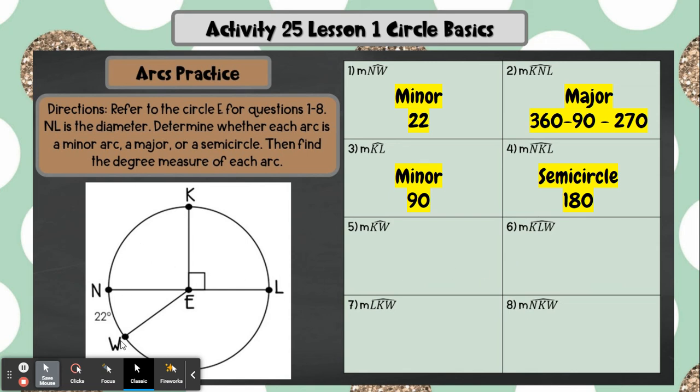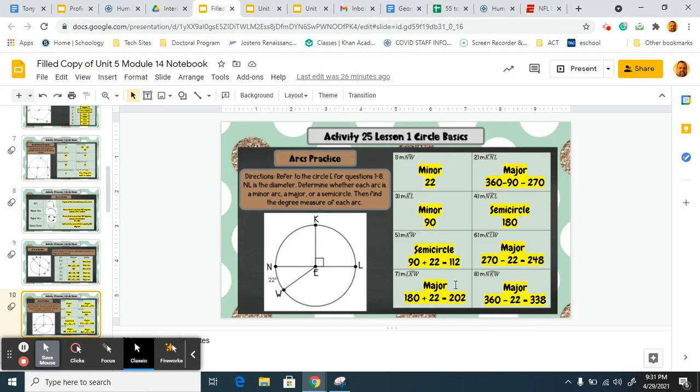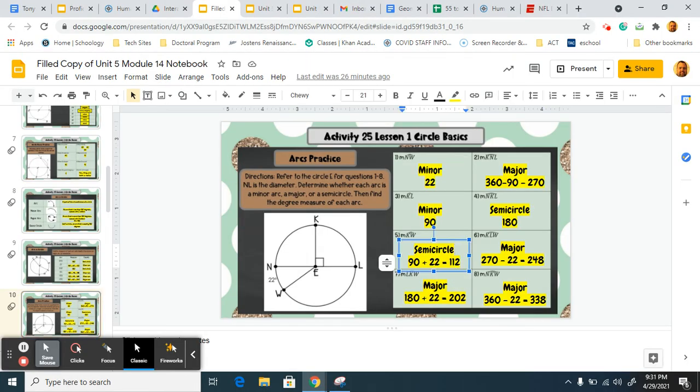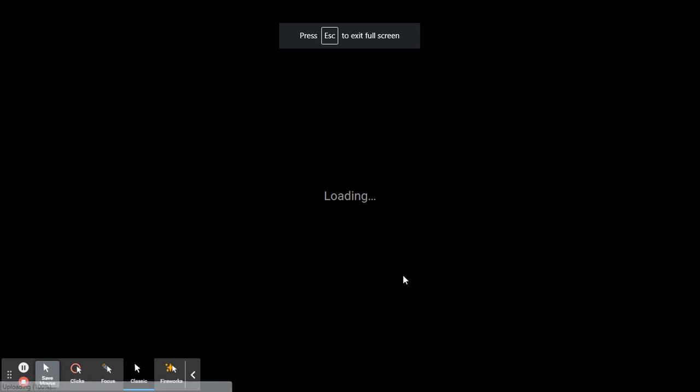Now KW, if this is 90 and this whole thing is 180, then what does this portion have to be? It has to be 90. This smaller portion is 22, so when you add those together, you get 112. Let me change that. That is actually a minor. Go ahead and fix that.